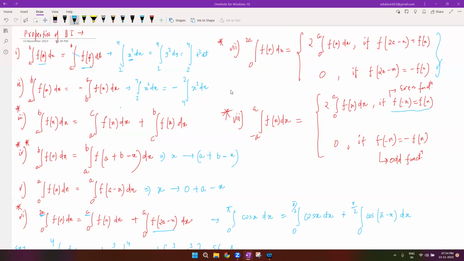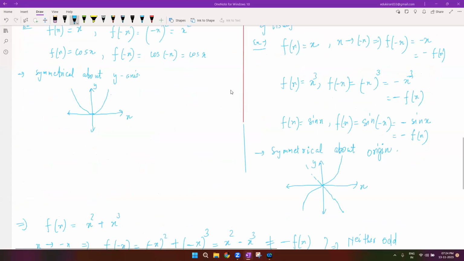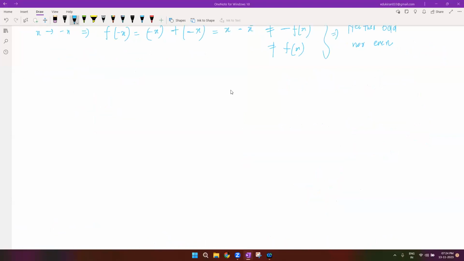Chalo, let's start with some questions now. The questions will give us a better idea how to use these properties. Understanding these properties is one thing, but using them in the application of solving questions is a different ball game altogether.